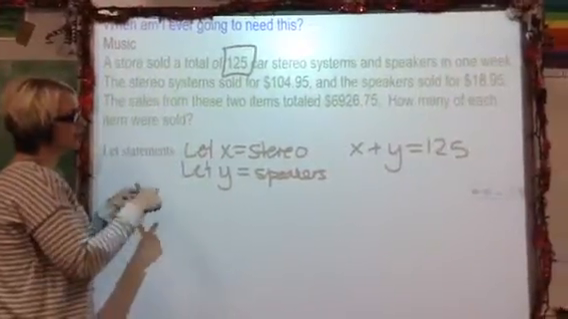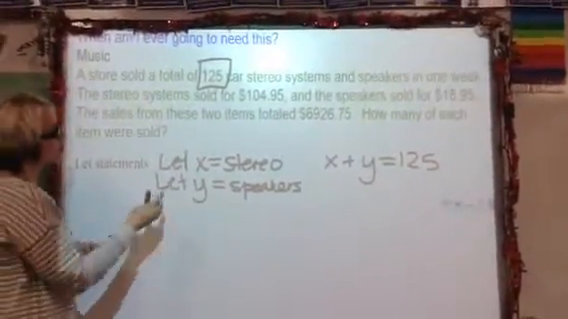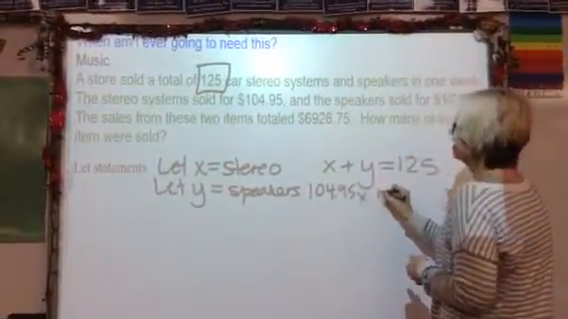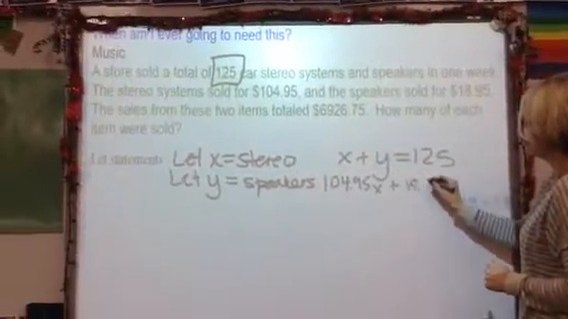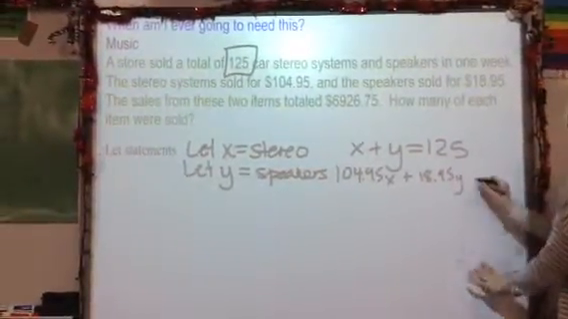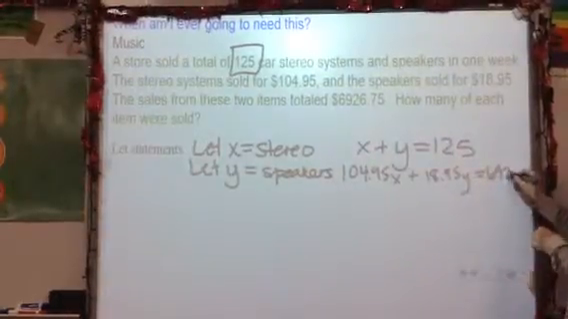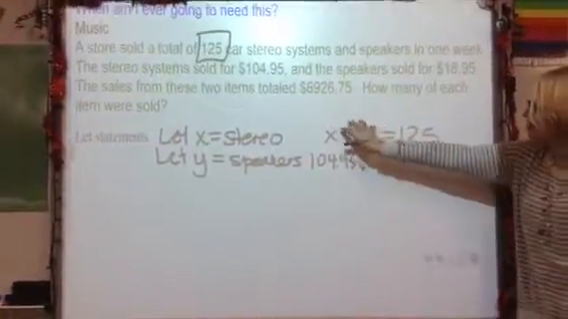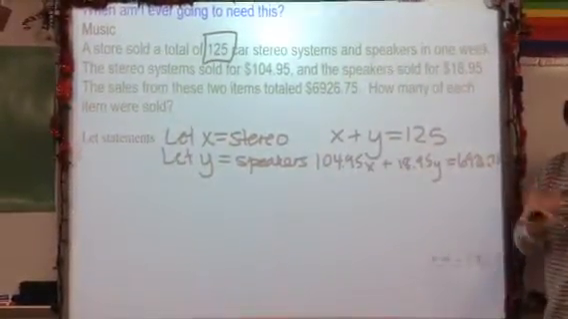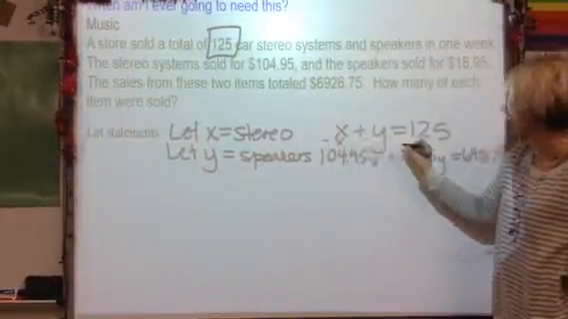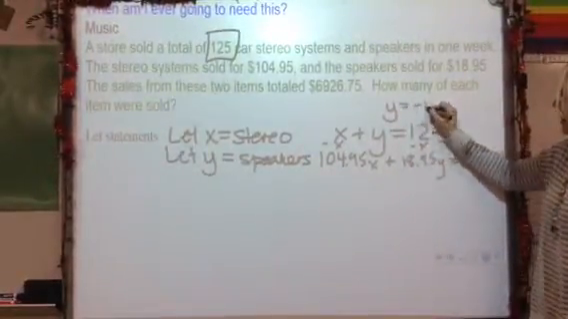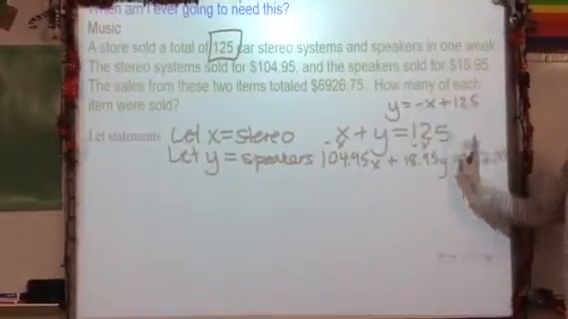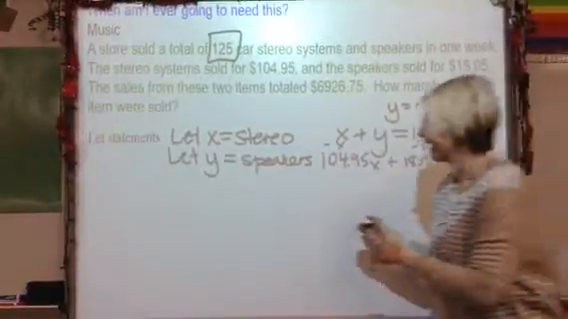Now our second equation is going to be for our money value. So the stereos are 104.95x, and then the speakers are 18.95y, and that's equal to that total 6,926.75. So using substitution, I'm going to solve for one of these variables, and it really doesn't matter which one you do. I'm just going to subtract x here. So I have y is equal to negative x plus 125. And when I substitute this value in for y, I'm going to be able to solve for x.